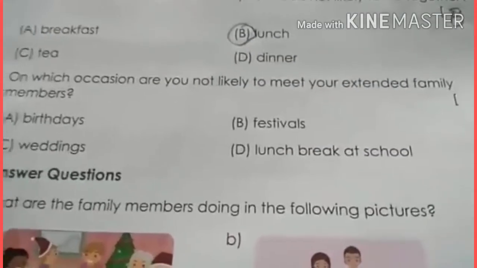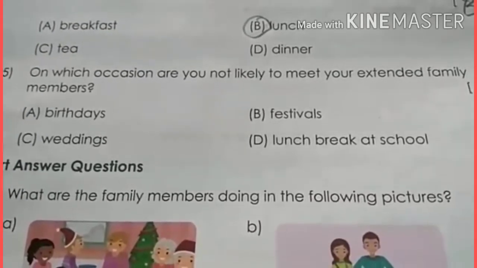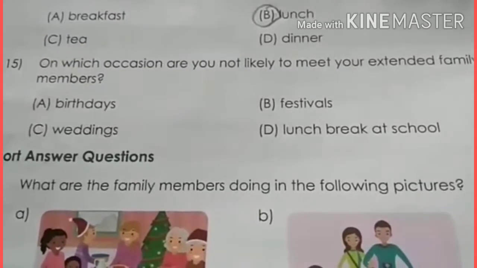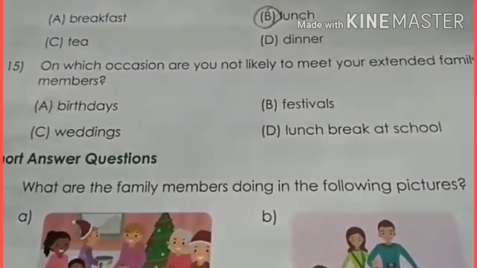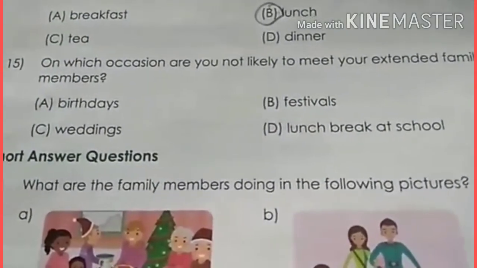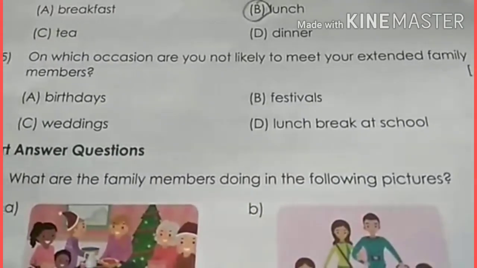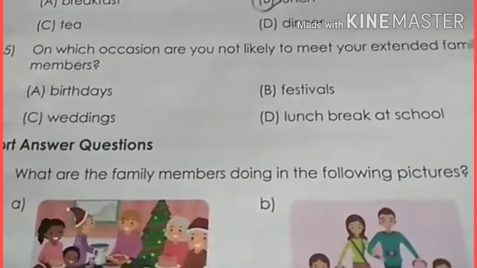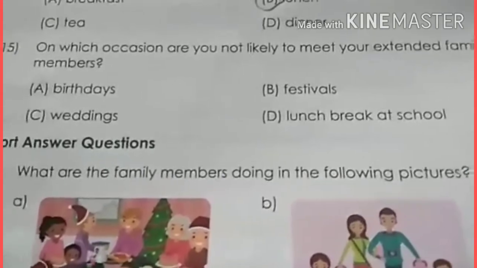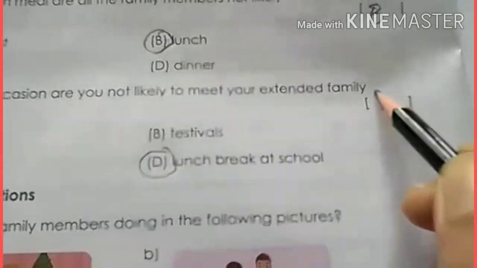On which occasions are you not likely to meet your extended family members? You can meet extended family members when the birthdays are there, when the festival is there, at the wedding functions. Can you meet your extended family at your lunch break at school? No. Birthdays, festivals, weddings, you can meet your extended family, but at the lunch break at school you can't meet them. What is the option? Option D, right here, D.